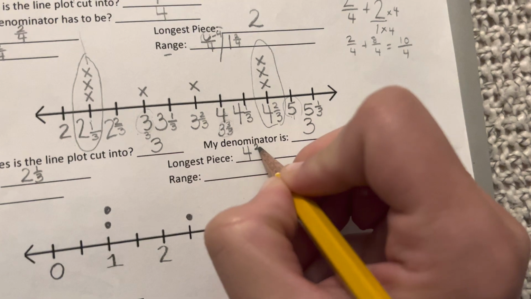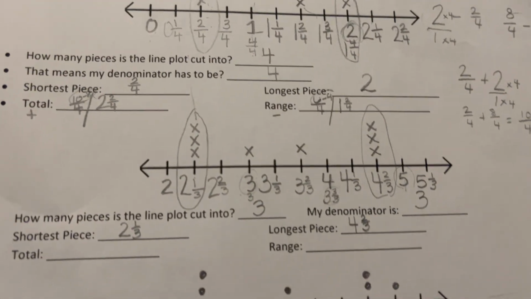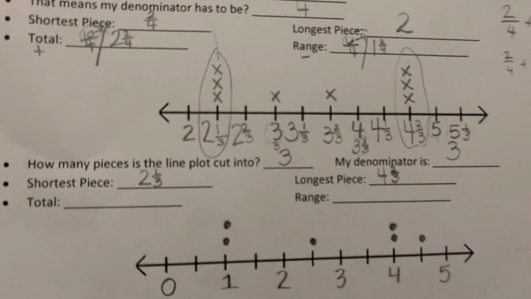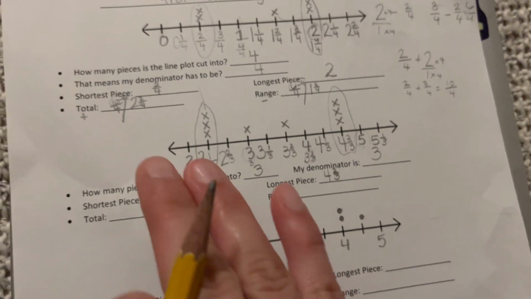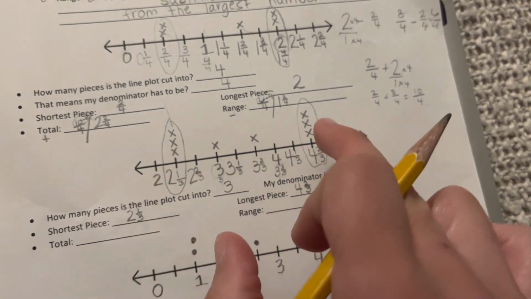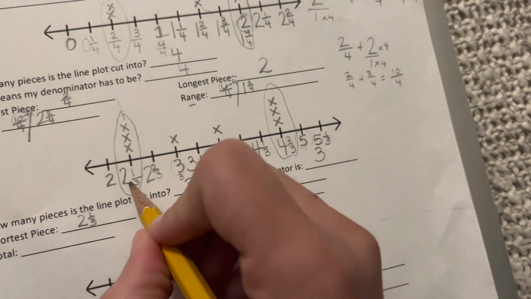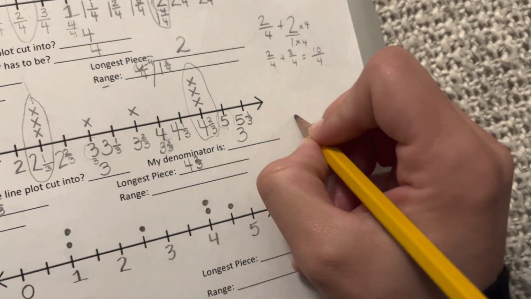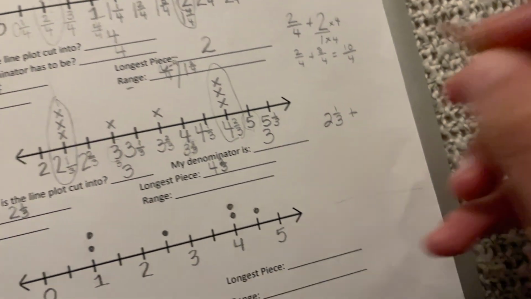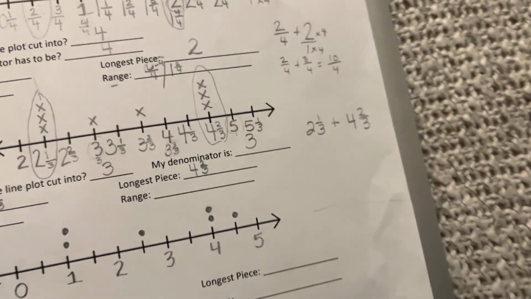But that's why being able to label the line plot is so crucial and important, because if you can correctly label the line plot, then you just pull off the numbers you need. If we're going to find the total and the range, it's the total of the shortest and longest piece. So that means that I would take 2 and 1/3, because that's my shortest piece, and total means add. So I would add the longest or largest piece to it.